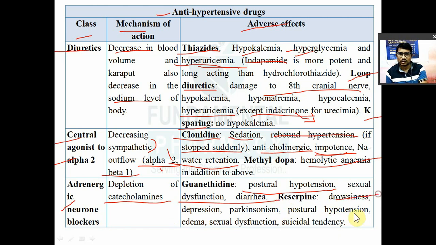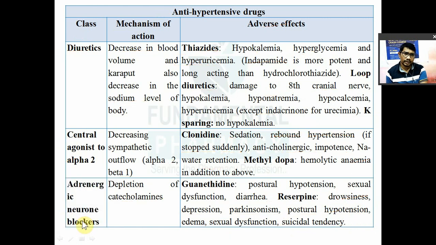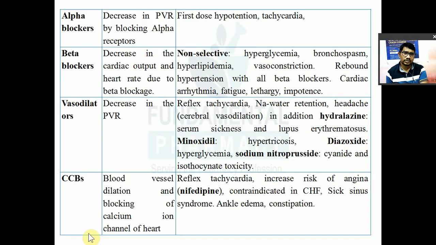Reserpine also causes depression, and that's why reserpine is also used as an antipsychotic. It also induces Parkinsonism. It also produces postural hypotension, edema, sexual dysfunction, and it also produces suicidal tendency. So these are the adverse effects of antihypertensive drugs, particularly belonging to diuretics, central alpha agonists, and antisympathetic neuron blockers. Now next we'll see the adverse effects of alpha blockers.